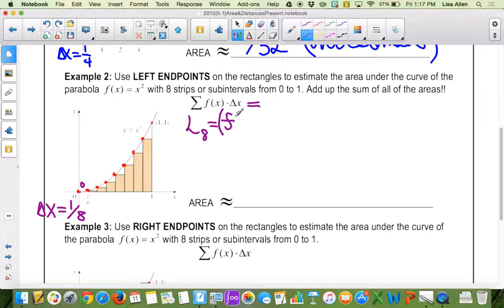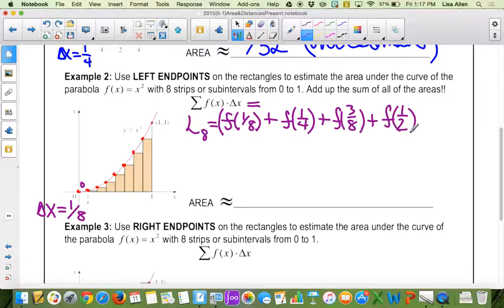So the first function value would be f of 1/8, plus f of 2/8, which is f of 1/4, plus f of 3/8, plus f of 4/8, which is 1/2, plus f of 5/8, plus f of 6/8, plus f of 7/8.